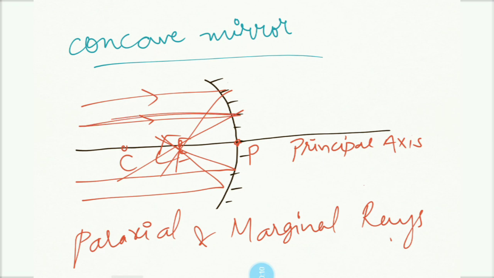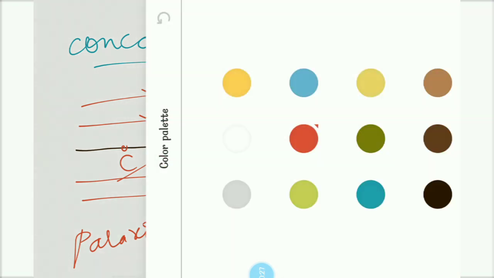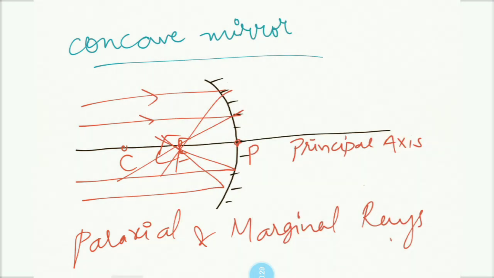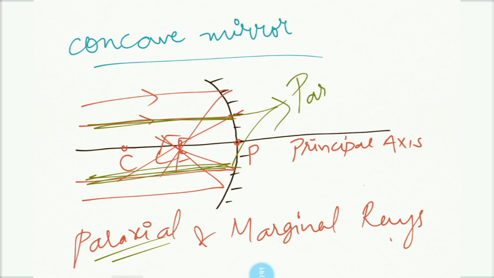Now the beam of rays which are near to the principal axis are called paraxial rays, and those which are far from the principal axis are called marginal rays. Now here, which are paraxial and which are marginal rays? I will change the color to make the differentiation. These two are very close to the principal axis. So these are called paraxial rays. These two, what are they called? Paraxial rays.